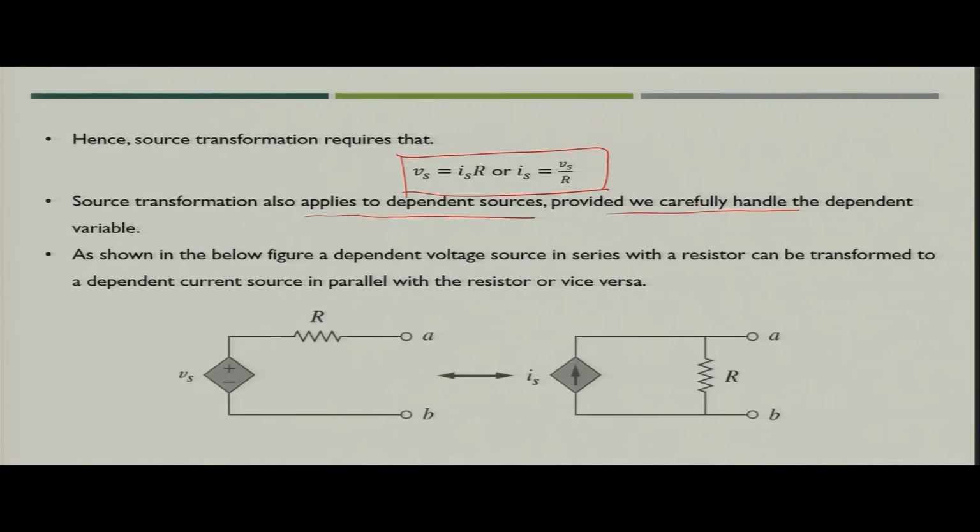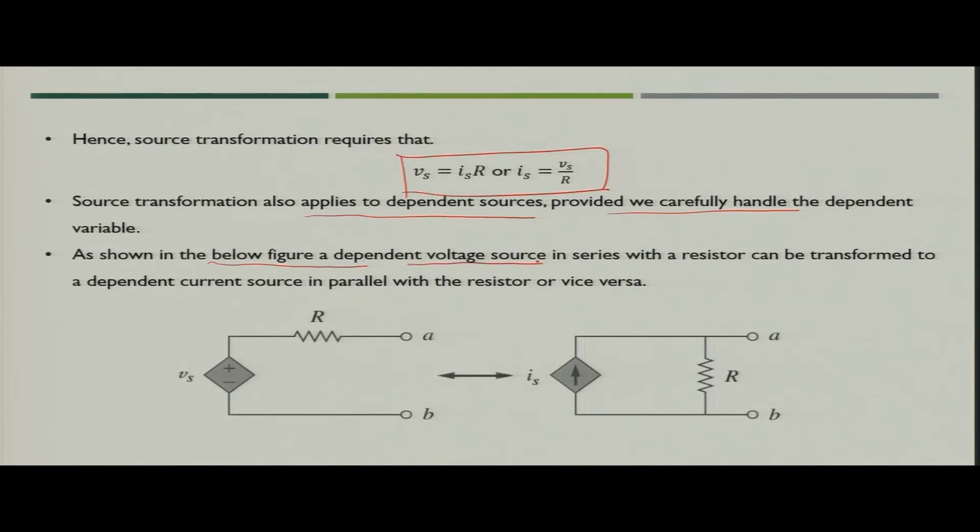So, when you do source transformation and you see dependency with the resistance flow, that particular resistance we cannot consider for the source transformation. So, that is something which you have to be very careful. Now, let us see the circuit below.